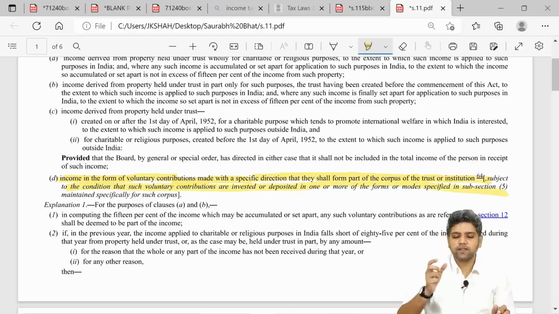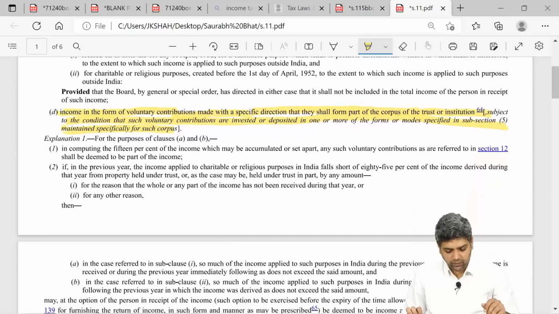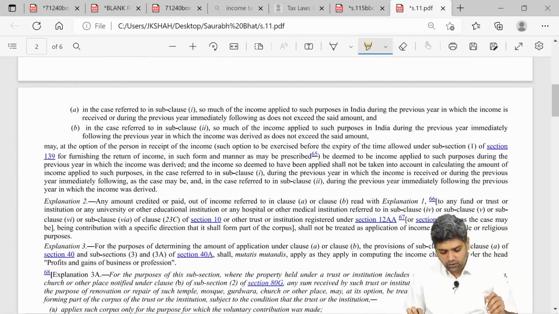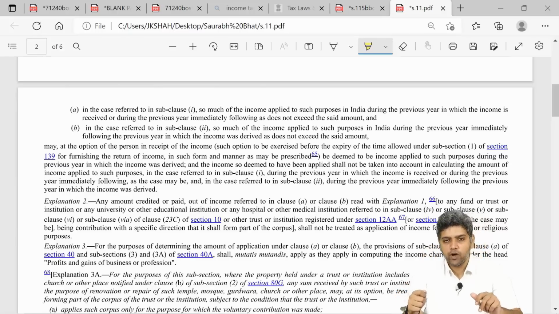So tomorrow a trust cannot take a corpus and invest it in cryptocurrency. They have to put it in safe investments under section 11(5). So subject to that condition, if you get any corpus donation, then that would be regarded as exempt from tax. It will not be taxable in your hands. However, friends, please remember that any amount that you have received as a corpus, you have to spend it only for that purpose for which you have received the corpus. Corpus cannot be applied for any purpose as per the whims and fancies of the trust.